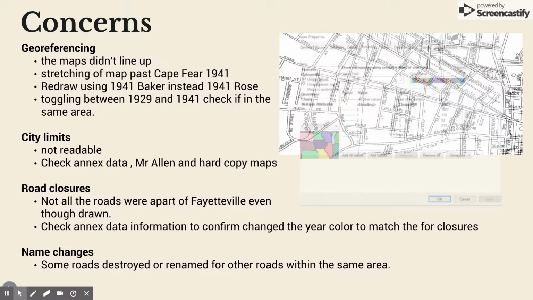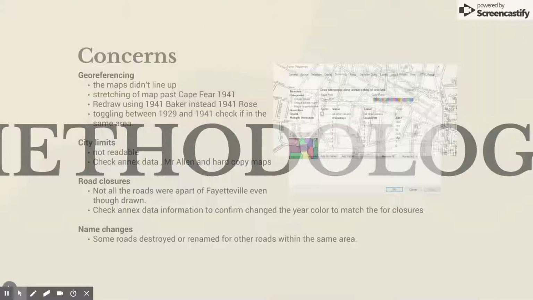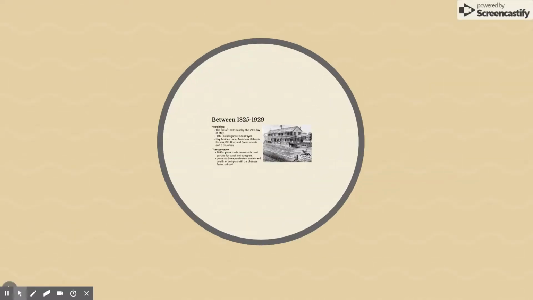Road closures, again, can be seen. Because I was doing it all in one layer, I needed to identify what roads close when, and I did that by color. Let's go ahead and move on into the results very quickly.